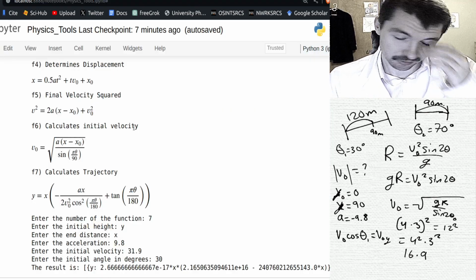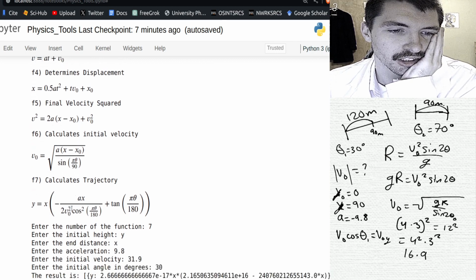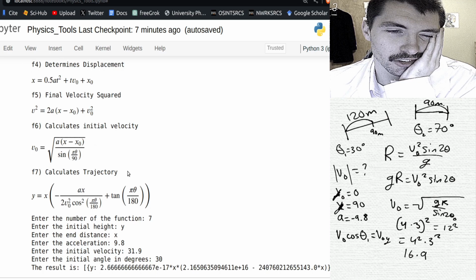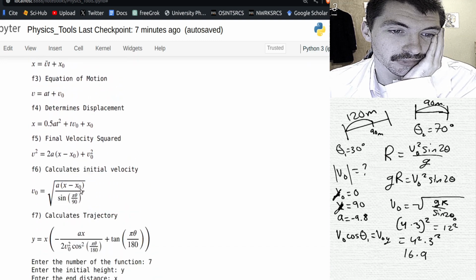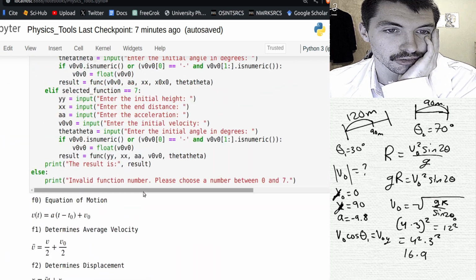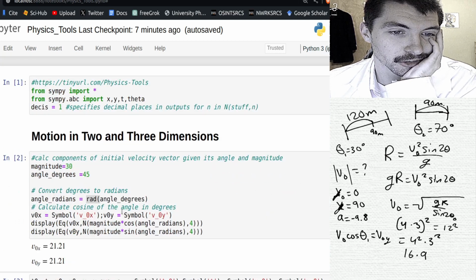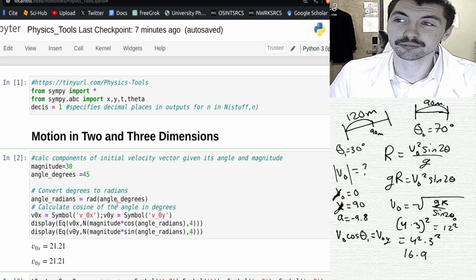All right, so made some progress today. We added some new equations. This function 7, we might need to work on it a little bit more, but maybe not. This one's pretty cool. Calculates initial velocity. Yeah, new way of doing things, I guess. So again, same thing. Hardest part is finding the right equation for the problem.